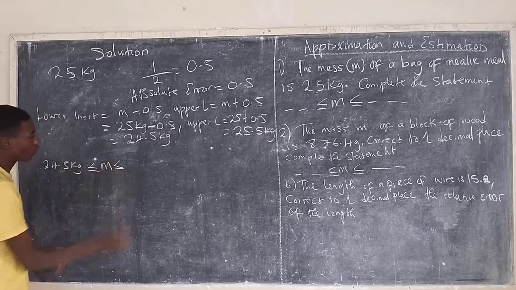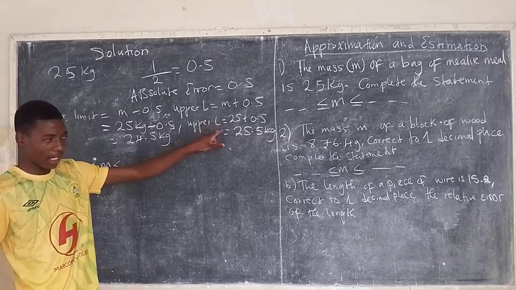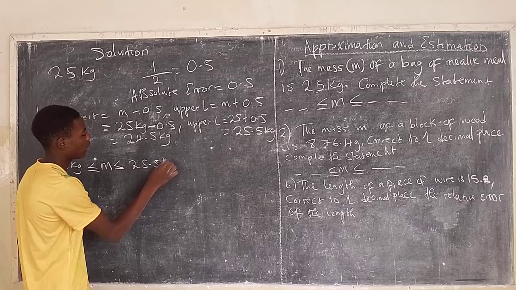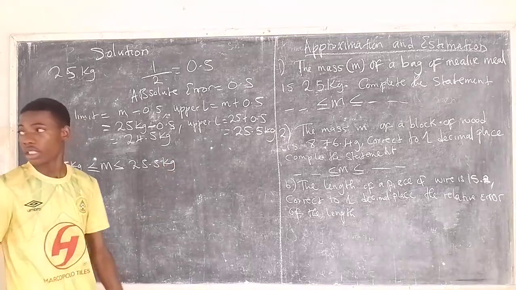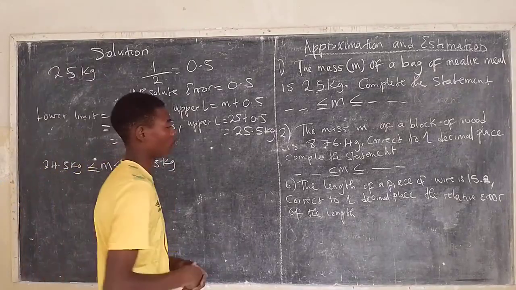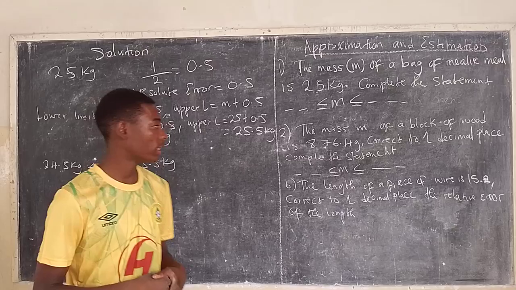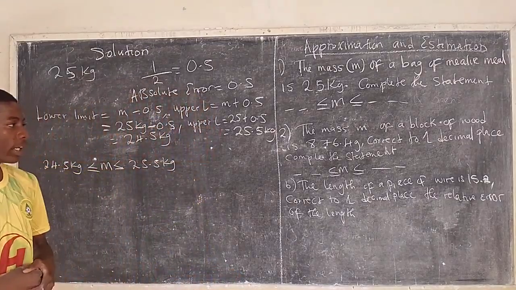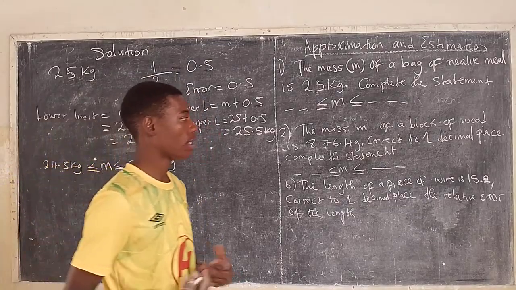Then, and also here we have the upper limit, the maximum, 25.5 kg. So this is how we answer such a question. Now looking at question 2, the mass M of the block of wood is 876 grams. Correct to one decimal place, complete the statement.